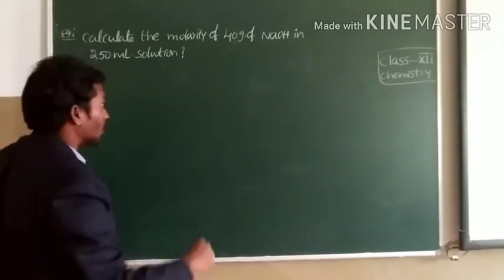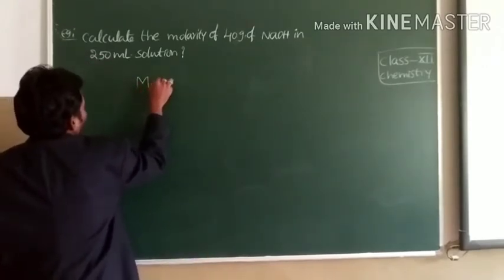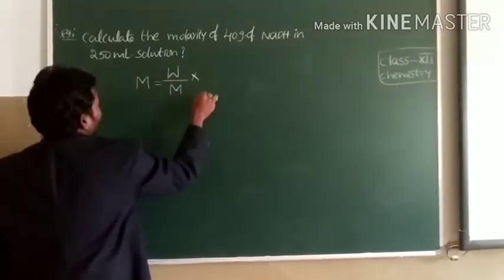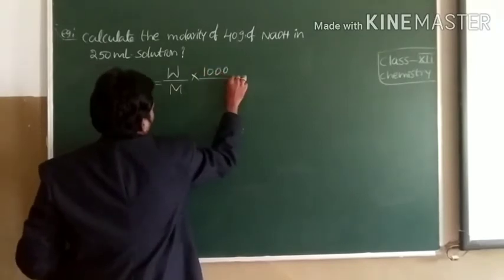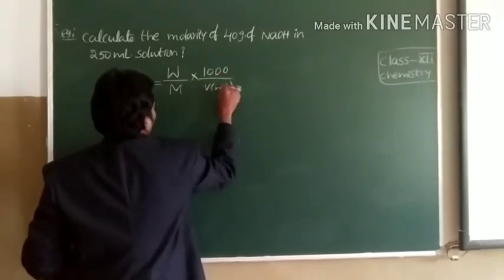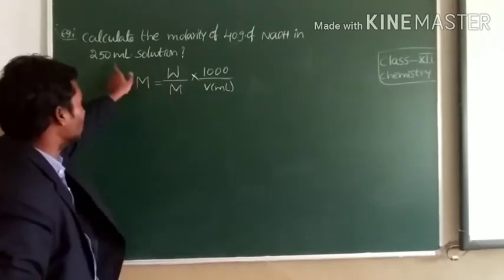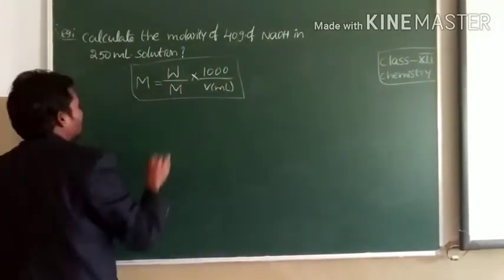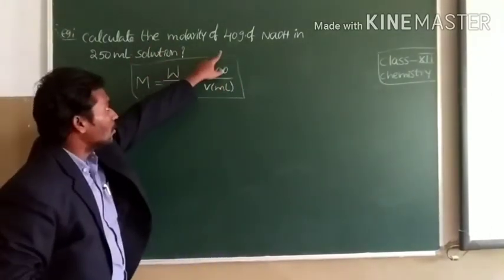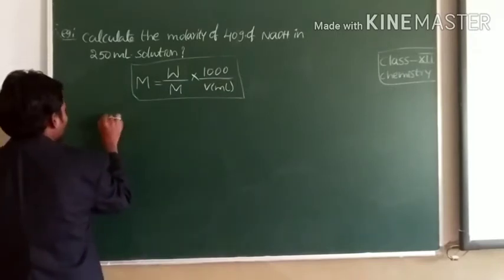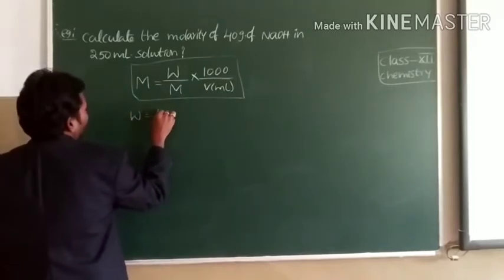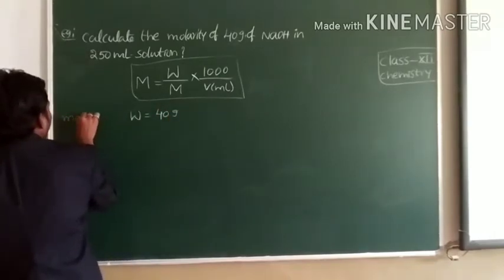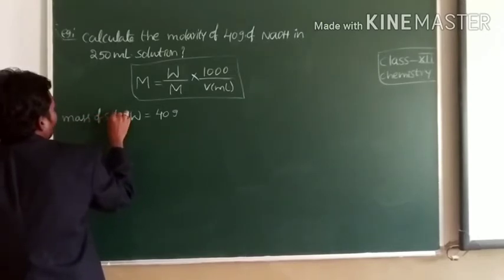You should remember the molarity formula, so write it. Molarity M is equal to weight by molar weight into 1000 by volume in ml. If the solvent volume is given in ml, we should take the 1000 by volume in ml form. Here they have given 40 grams of sodium hydroxide. So what is the W value? W value is 40 grams, the mass of sodium hydroxide. W is the mass of solute.